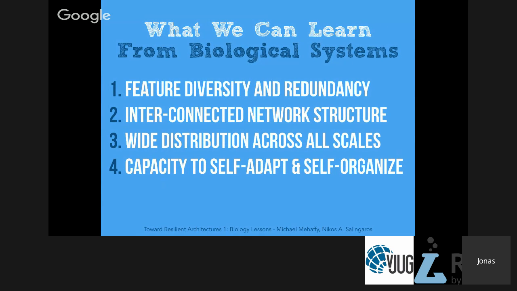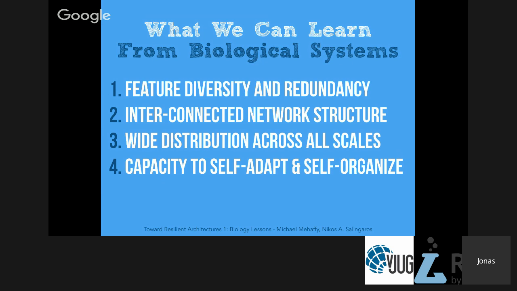One article that I wrote lists a very similar set of features in biological systems that are resilient as we found in social systems. The first one being that they always feature diversity and redundancy. The second, yet again, they're always very interconnected in a network structure where information can flow freely between these. And they usually display wide distribution of structures across all scales, even to a very fine-grained level. And fourth, they have the capacity to adapt, to self-adapt, to self-organize, and to self-heal. All, as I said, very similar to resilience in social systems.